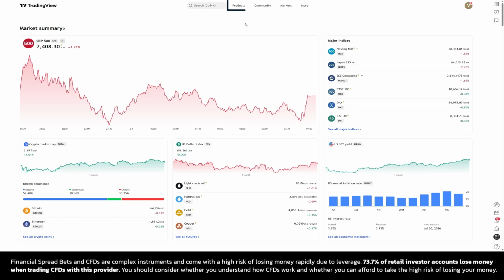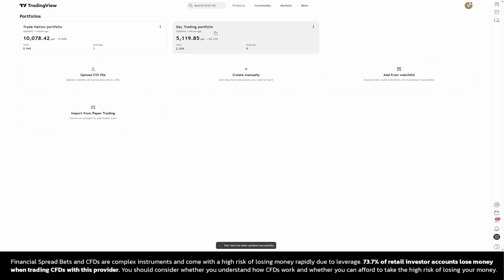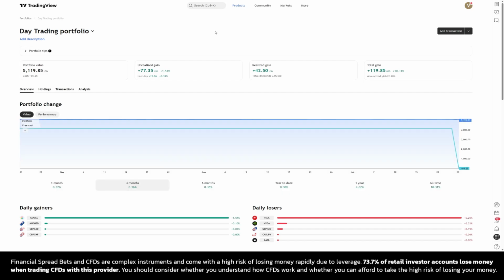TradingView Portfolios are designed to bring portfolio tracking, performance review, and analysis into one structured workspace. Instead of relying only on separate spreadsheets or scattered trade notes, portfolios make it easier to see what you hold, how those assets are performing, and where results are coming from.